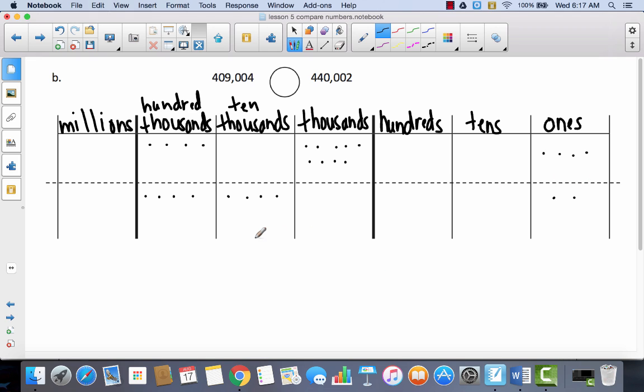So this number is a little bit different than A because our largest value is in the 100,000s, and hopefully you notice that both of these are equal. They both have a 4 in the 100,000s. So to compare these numbers, we had to go to the 10,000s. Well, my top number has no 10,000s, but my second number has 4. So that tells me that this number is larger than the top number. So 409,004 is actually less than 440,002.